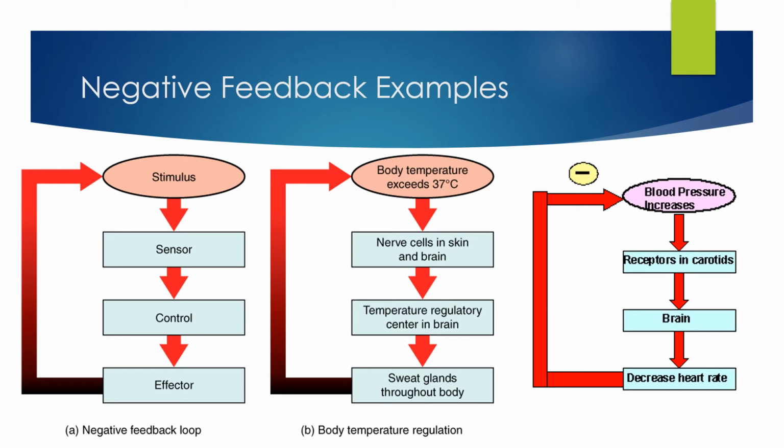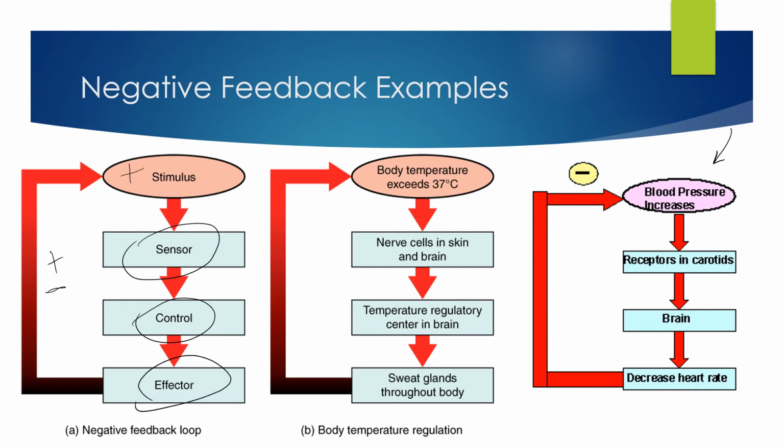So with negative feedback, there's a stimulus, and that stimulus is going to be sensed by the sensor, which then sends the message to the control, which then sends a message to the effector to do something, either increase something or decrease something. And that's going to then change your body temperature, or for example, your blood pressure.